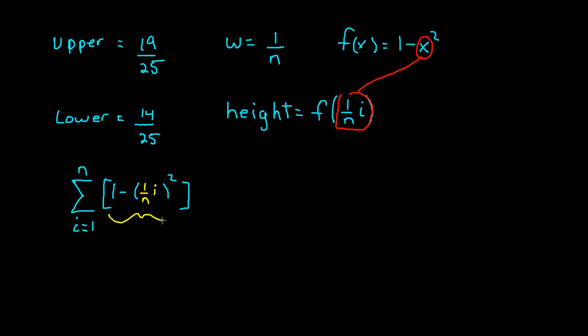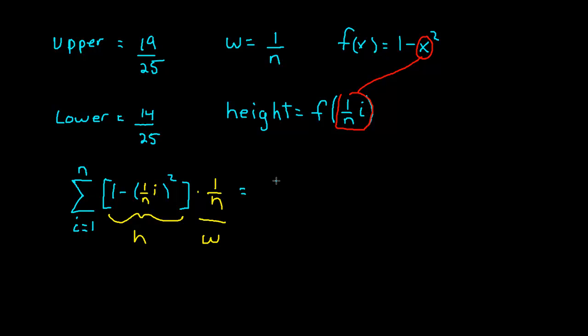So this represents the height of my rectangle, multiplied by the width of my rectangle, which is 1 over n. So this right here is my width. Like the previous videos, I'm not going to bore you with all of the algebra here. I'm going to skip some steps and jump ahead to what this actually equals.